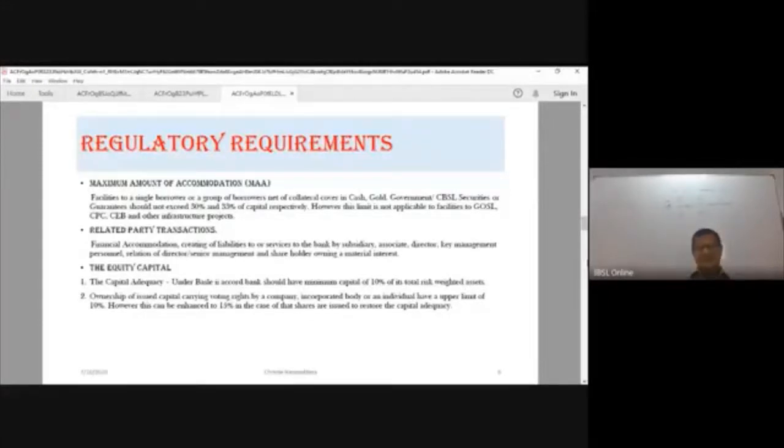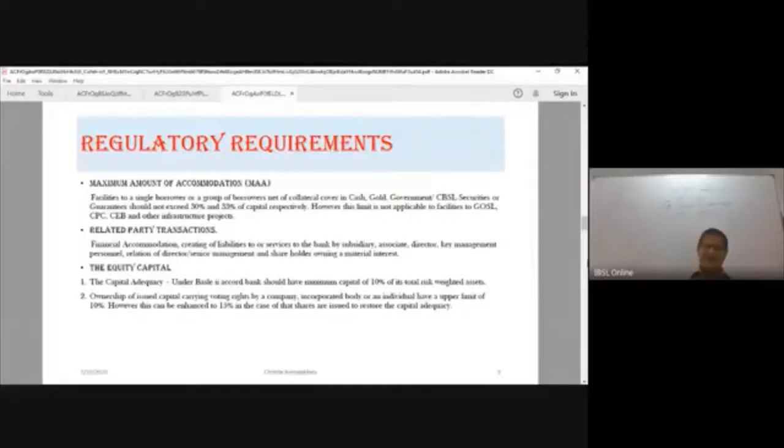Now we move on to the other restriction, which is related parties. Now you need to understand who is a related party. The direction says financial accommodation, that means loans and advances to related parties, creating liabilities or services to the bank by a subsidiary, associate, director, key management personnel, or relations of director or senior management, and shareholder owning material interest.